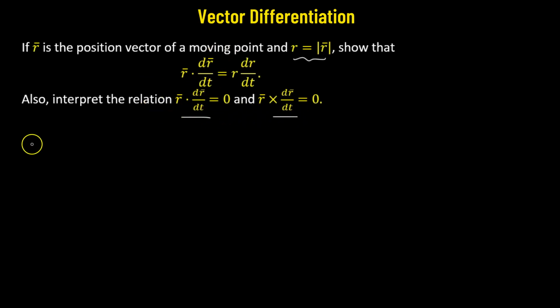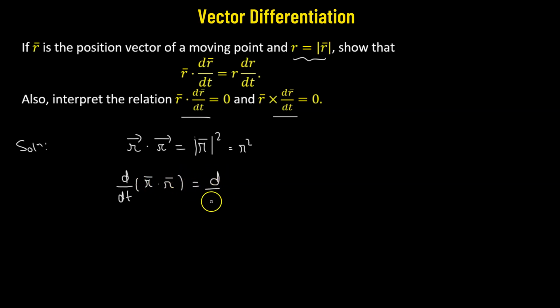So let's begin with the first part. Let's take the dot product between the vector r with itself. This is also defined as the magnitude of the vector r squared, or simply r squared. It will mean the same thing. Now we'll take the derivative on both sides with respect to the scalar parameter t. So this will be equal to d/dt of r squared.